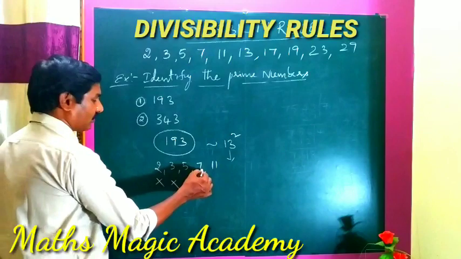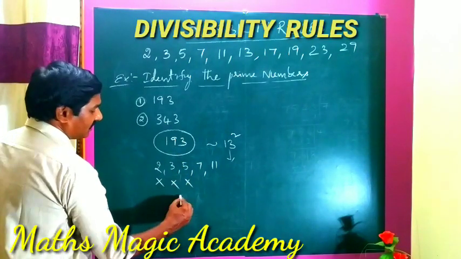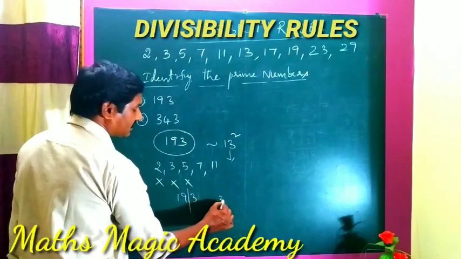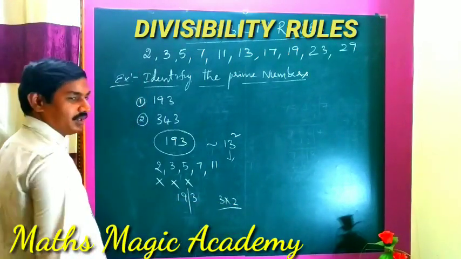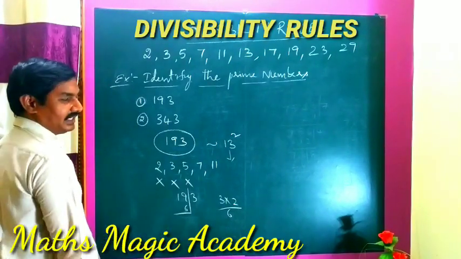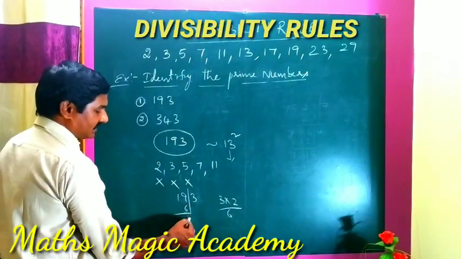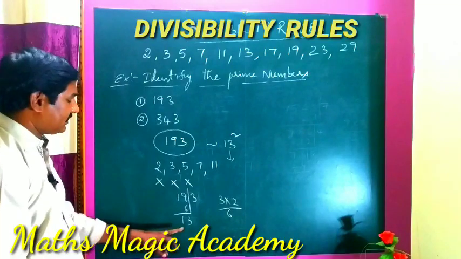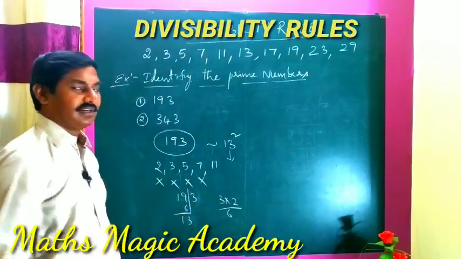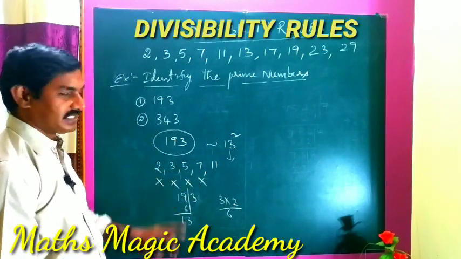And let us check by 7. For 193, we take the last digit and multiply it by 2. 3 twos are 6. This 6 should be subtracted from the remaining digits. So 19 minus 6 will be 13. This 13 is not a multiple of 7. So 193 is not divisible by 7.